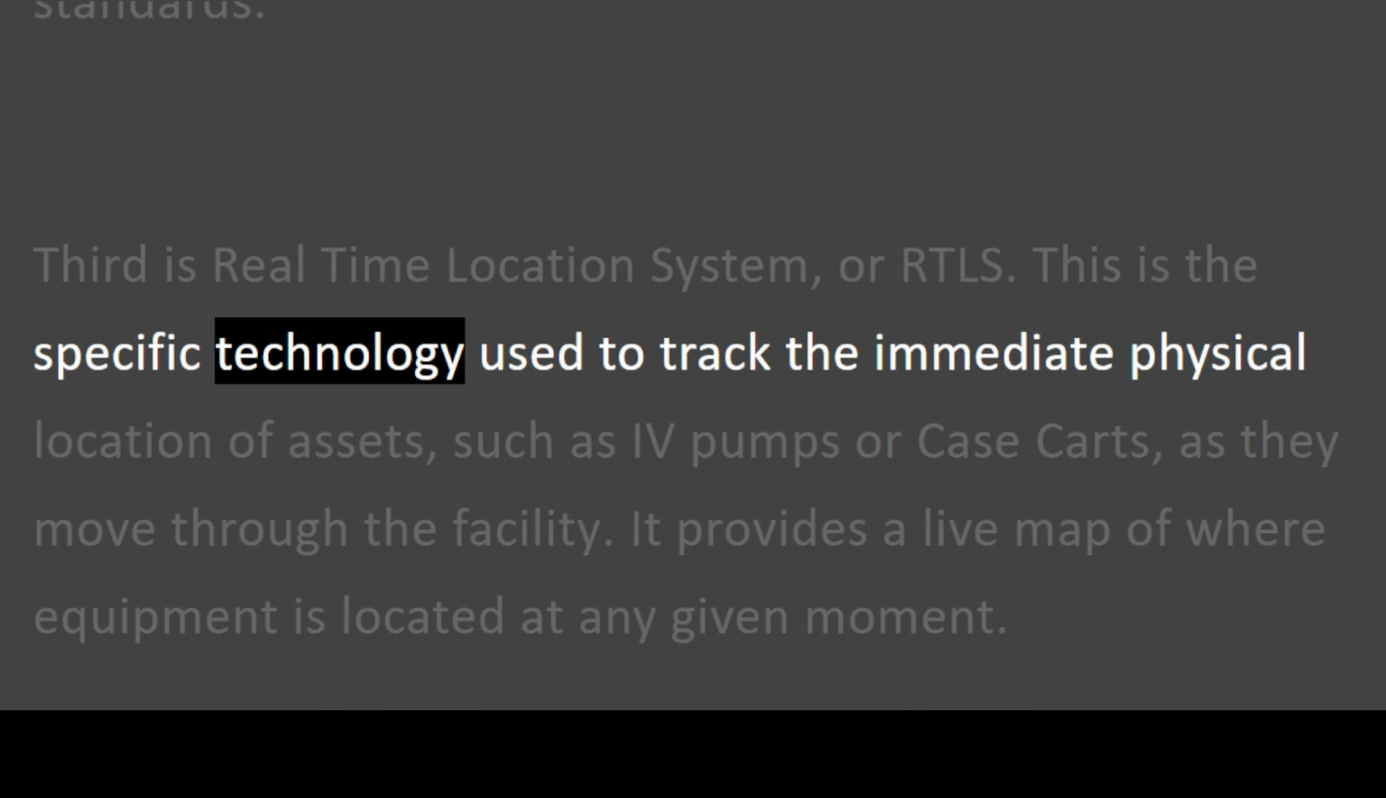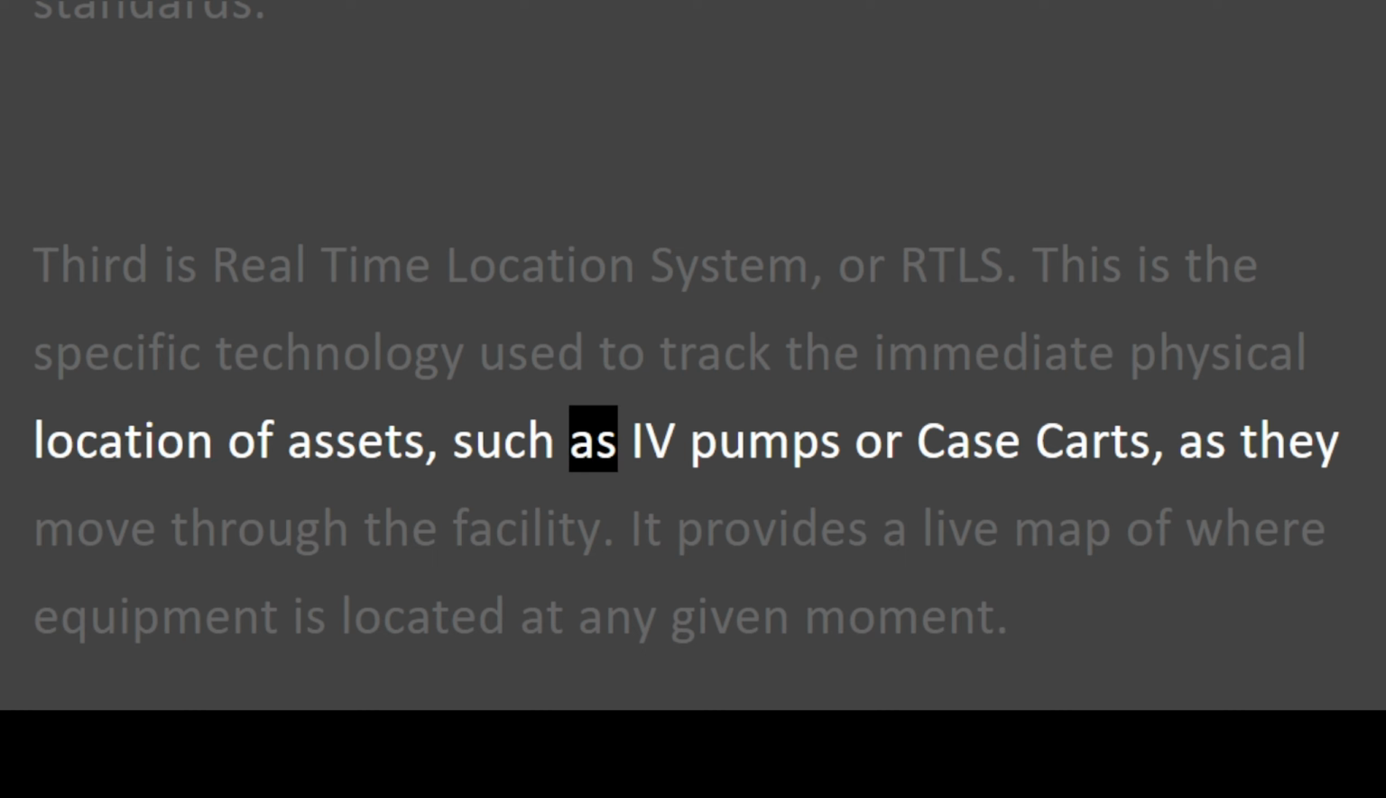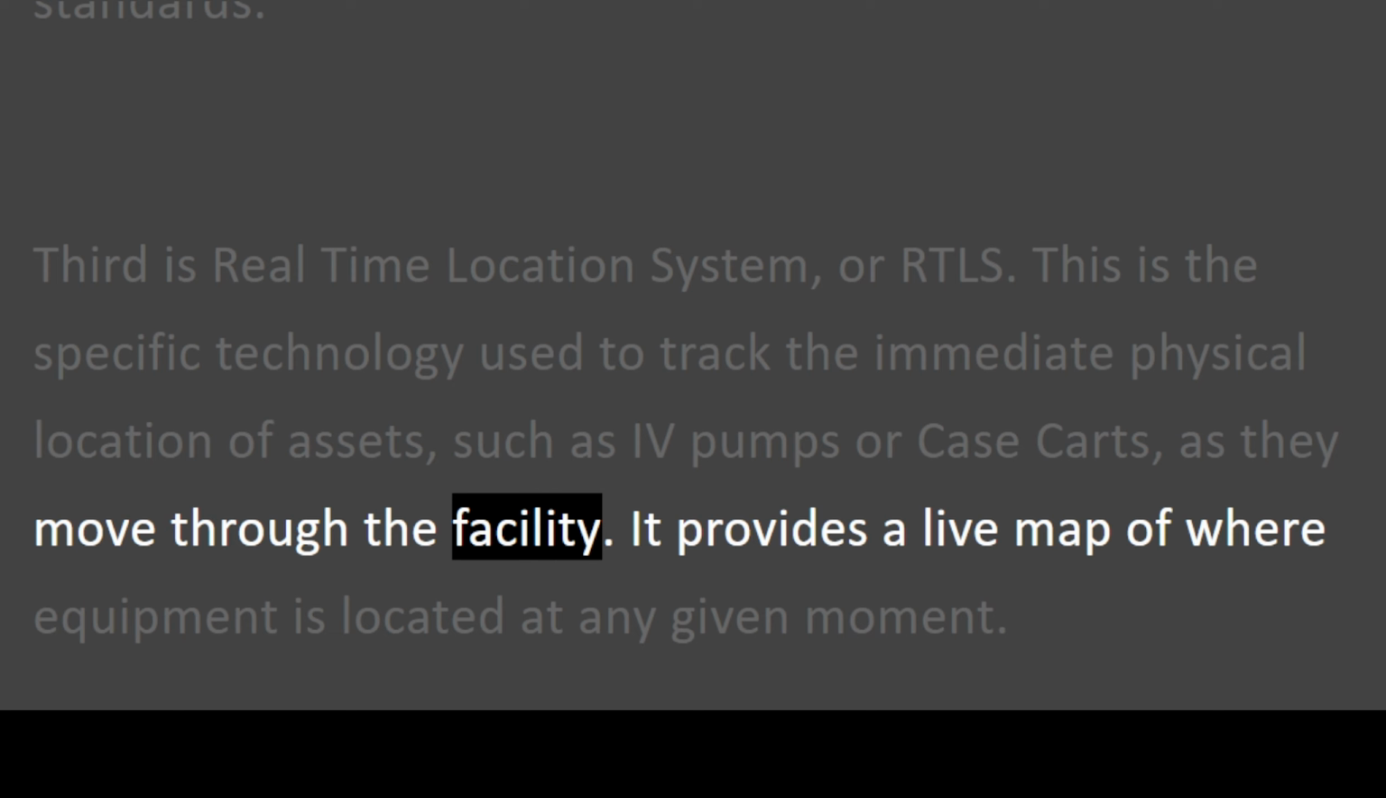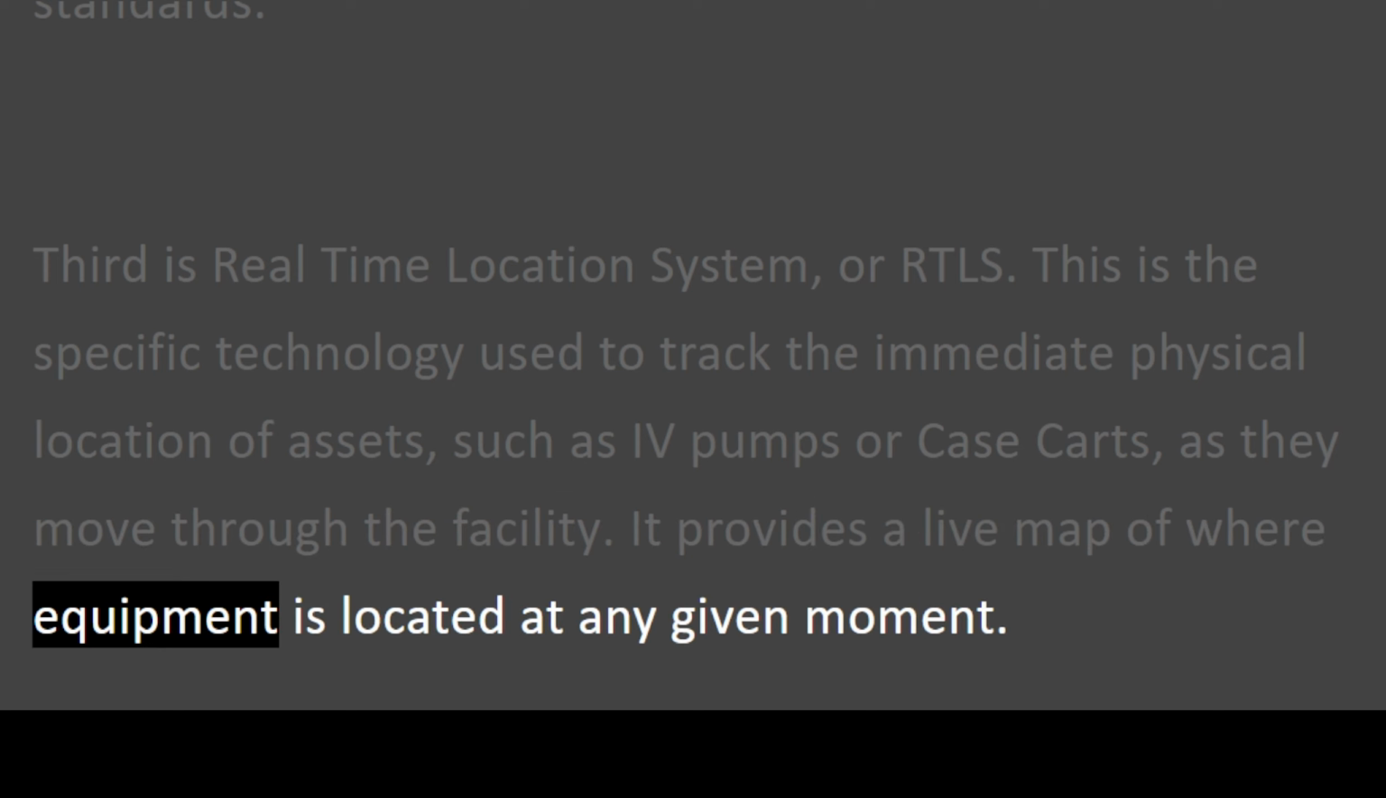Third is Real-Time Location System, or RTLS. This is the specific technology used to track the immediate physical location of assets, such as pumps or case carts, as they move through the facility. It provides a live map of where equipment is located at any given moment.